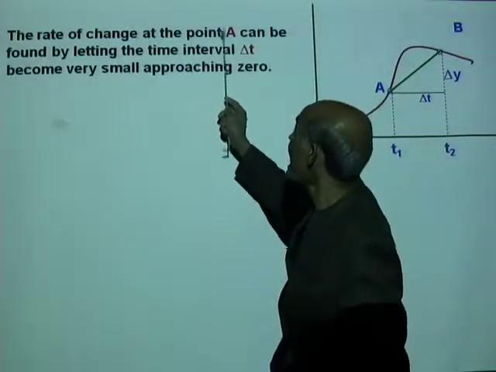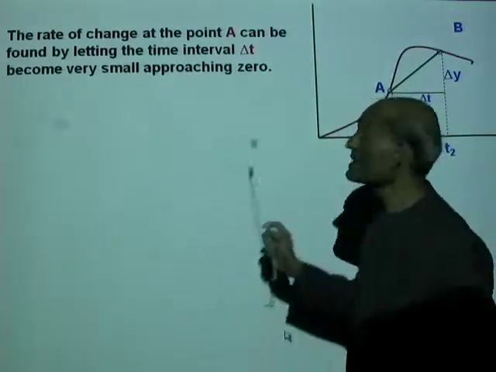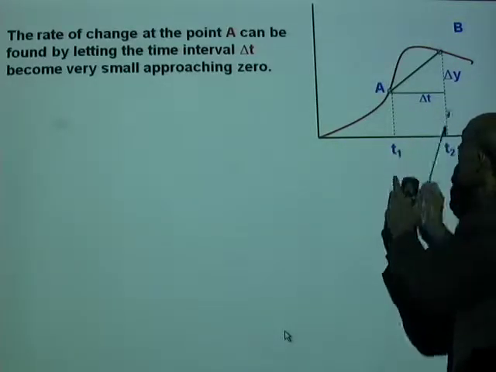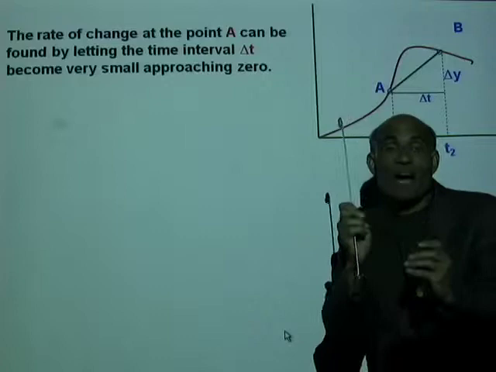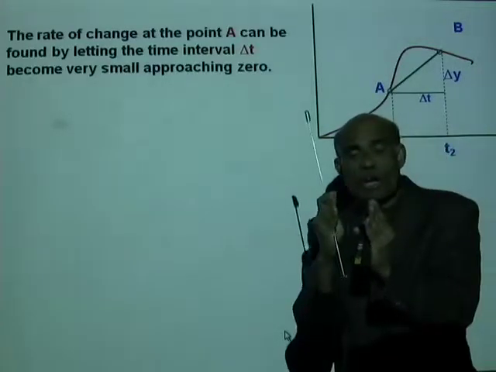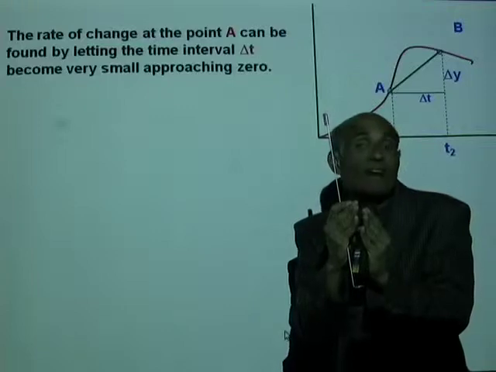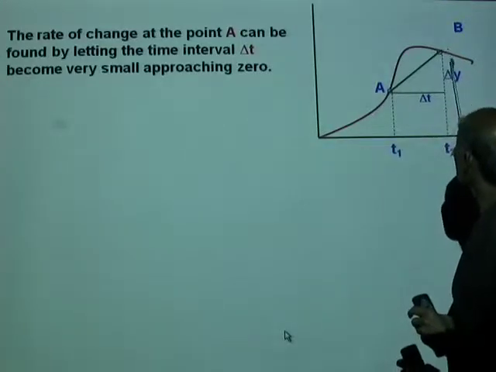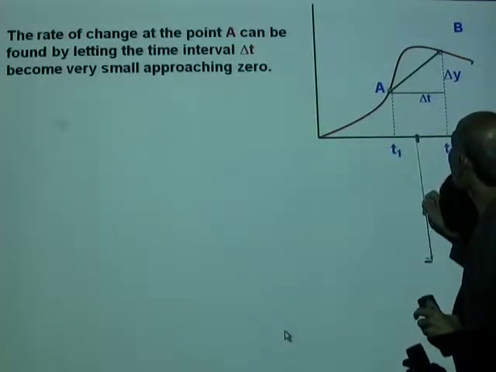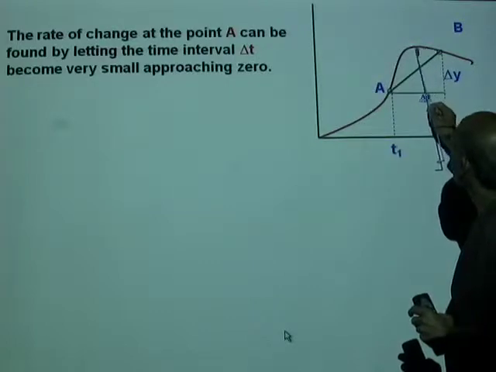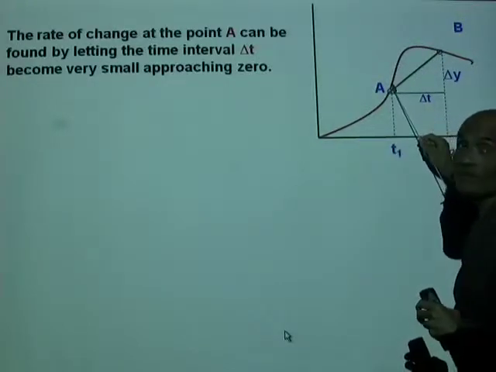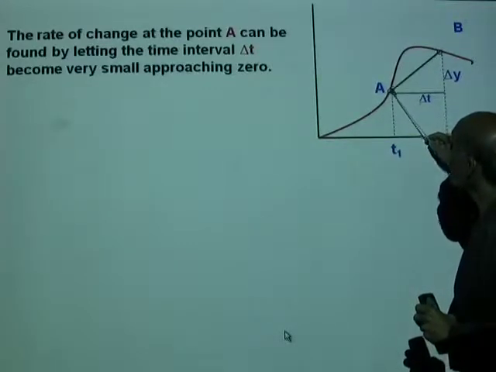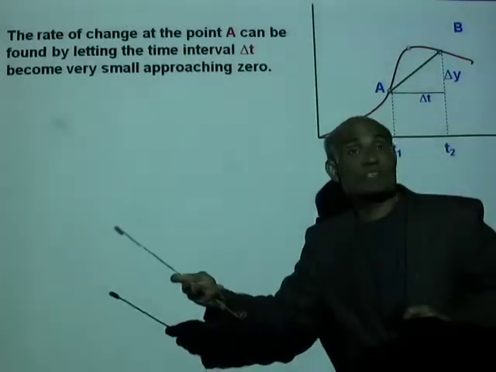Now the rate of change at the point A, we can find if we make this time interval very small and let the time interval come so close to zero that we can say for all practical purposes that time interval is zero. That means as the time interval becomes smaller and smaller, this point B will come closer and closer to A. Is that right? That means this secant line will almost become the line representing the curve itself at that time.